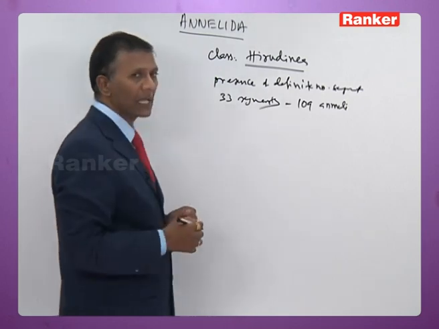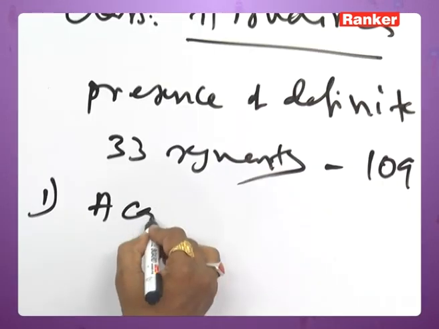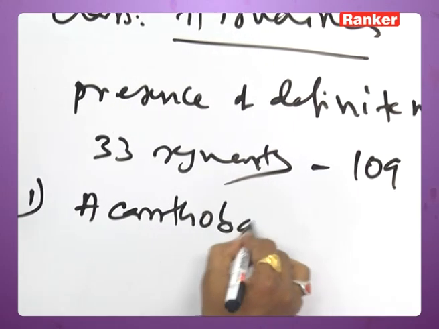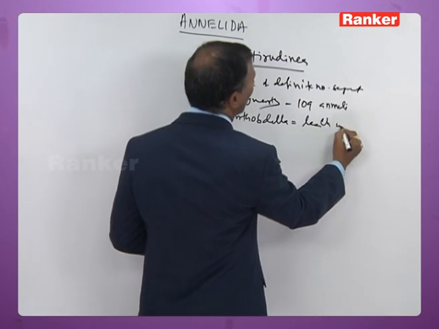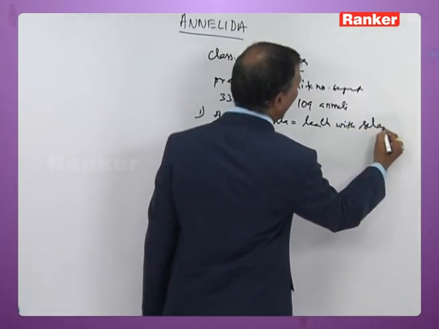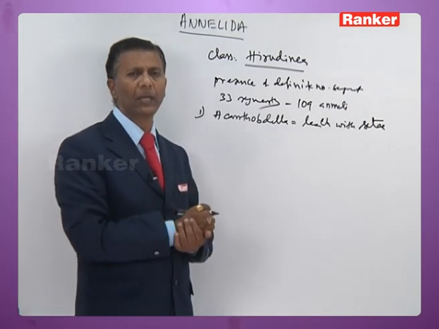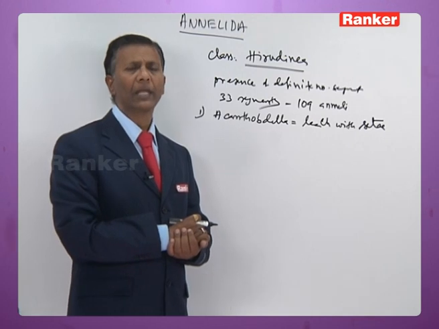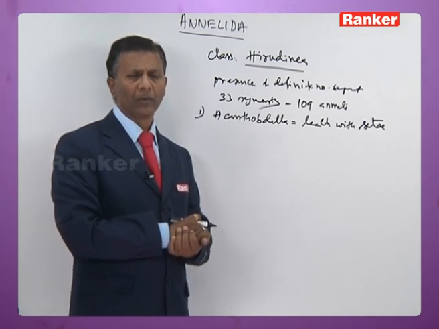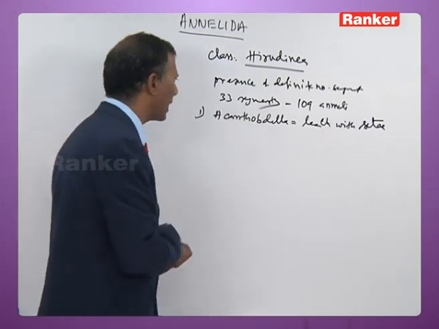Then I shall give some examples now for Hirudinia. We have Acanthobdella. It is a leech with setae, and it is considered to be a connecting link between Hirudinia and Polychaeta, Oligochaeta.